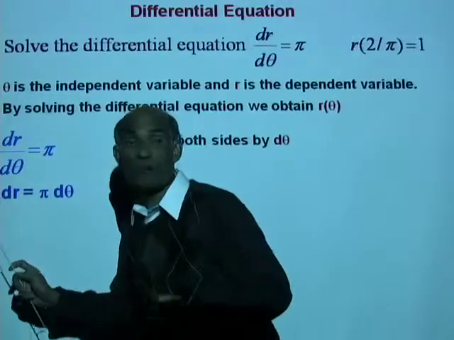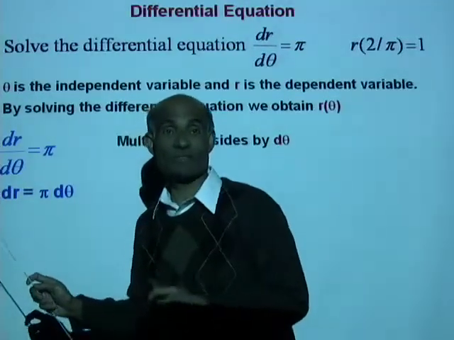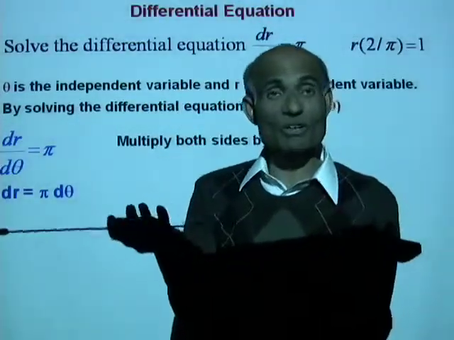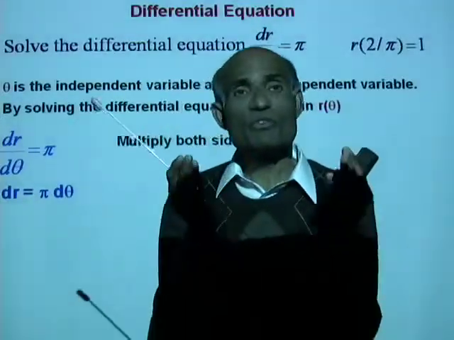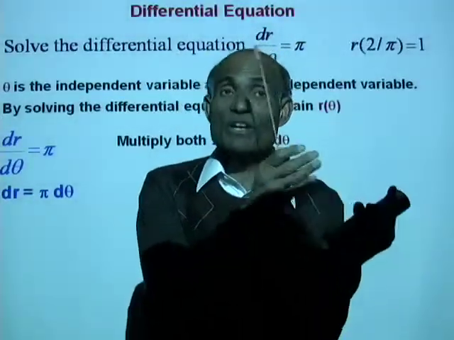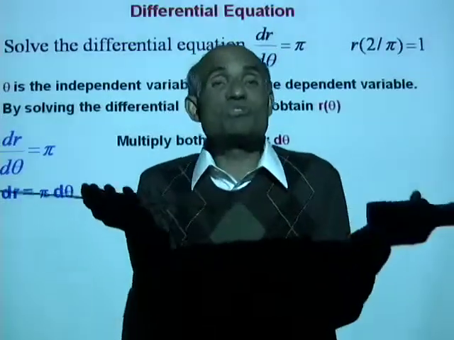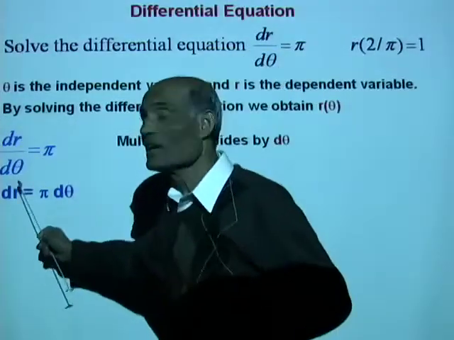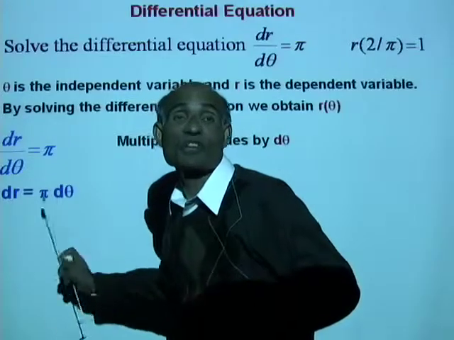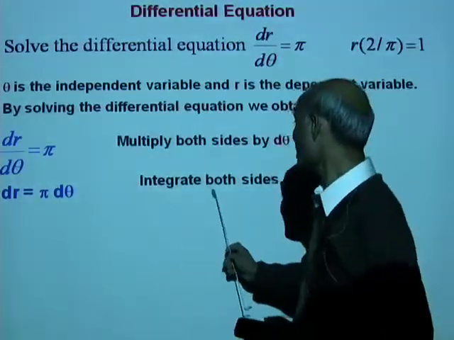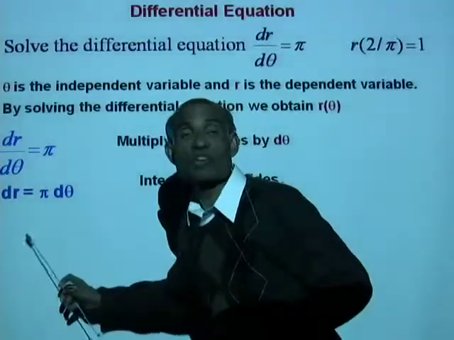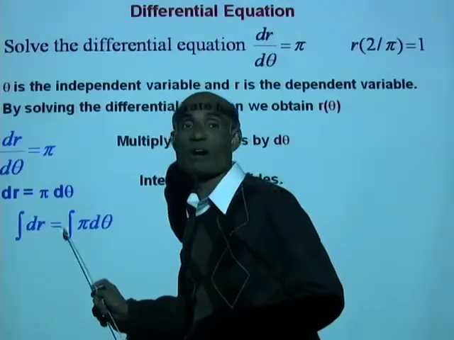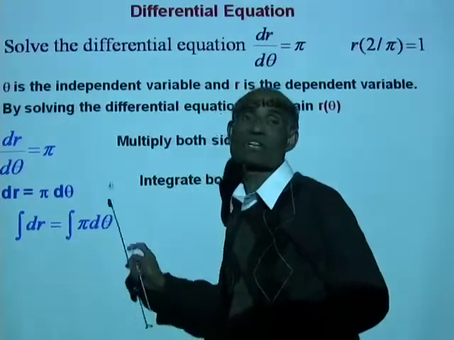Now remember, dr means 1 dr, isn't it? And now we can integrate both sides. You see, integration is a mathematical operation. If you have an equation like this, if you do a mathematical operation on the left side, you do the same thing on the right without changing the equation. That is the beauty of a mathematical equation. So we do the operation of integration on both sides. It will then give you integral dr equal to integral pi d theta.